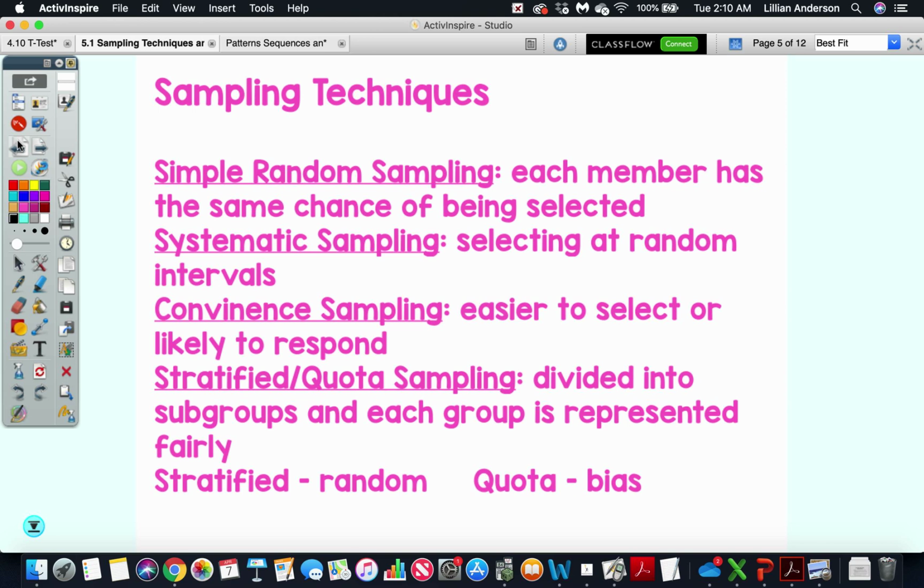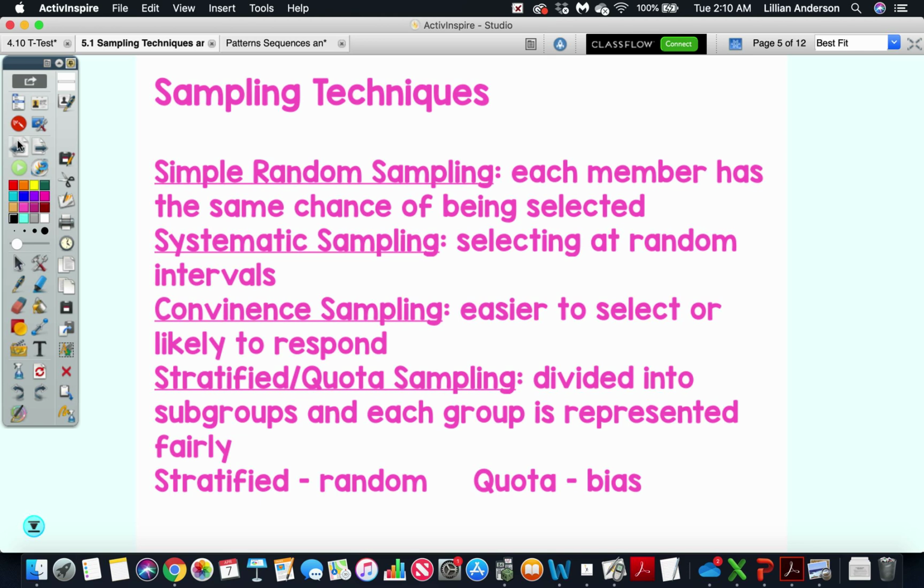But if you were to try to go to Miss Childress's class, or a kid that went to another school, that wouldn't be convenient sampling because they probably are not as likely to respond because they're like, what does this project have to do with me? You get what I'm saying? They're close in proximity to them, and they're more likely to respond.